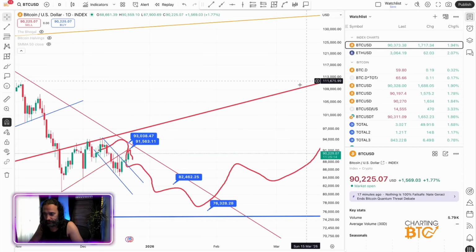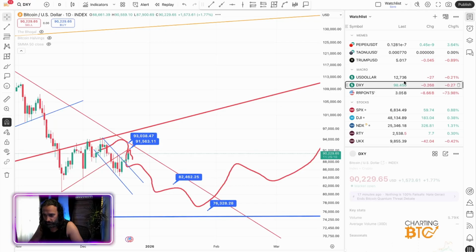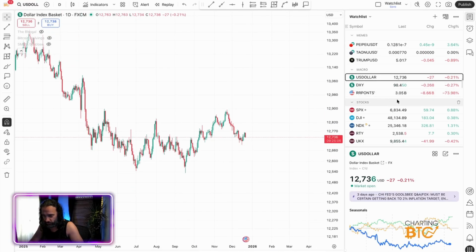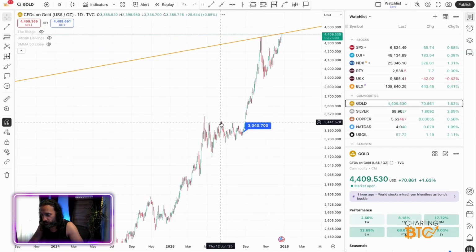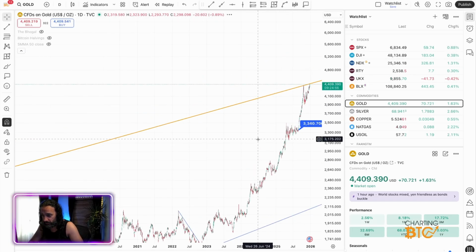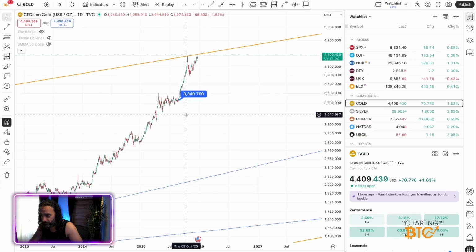Let's have a quick look at all the other assets. So let's look at the US dollar. Yeah, that's continuing to trend down. That's good. Gold, we've got to talk about gold. That's hit new all-time highs again. We are at this resistance point now. And so I'd wonder if it continues to go up from here. And let's see. My best guess would be a retrace from here.